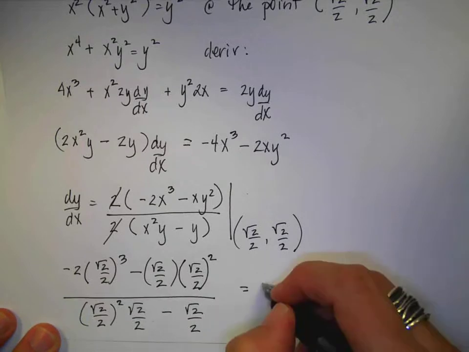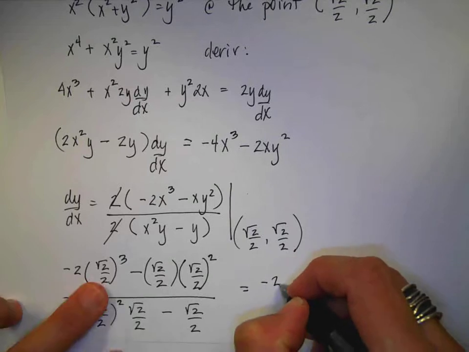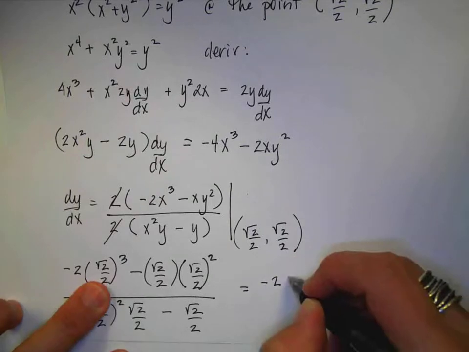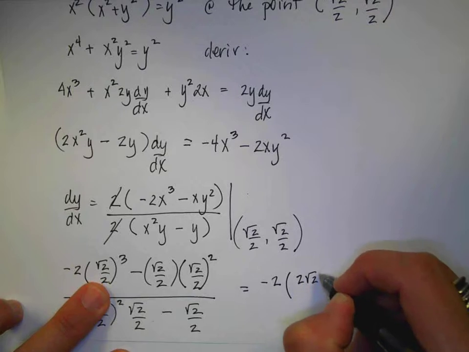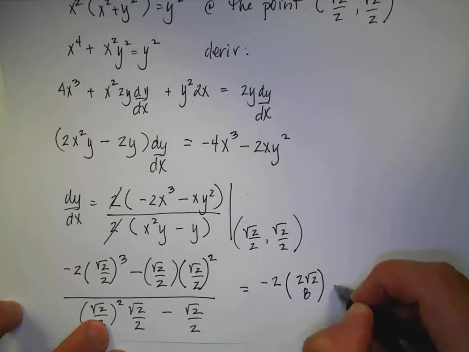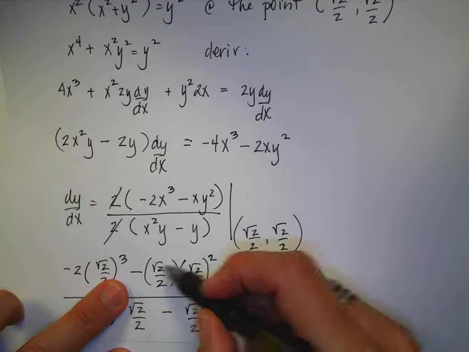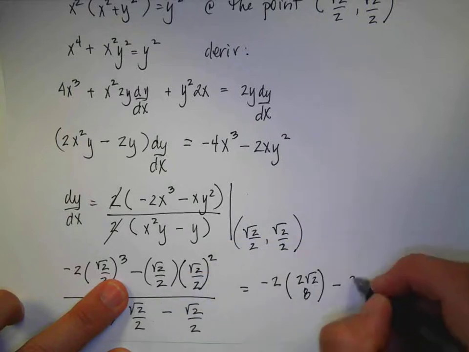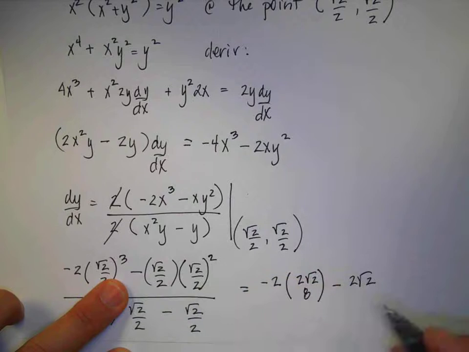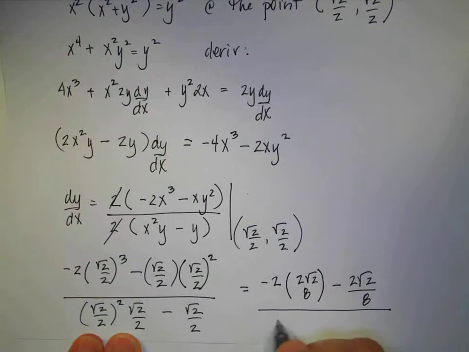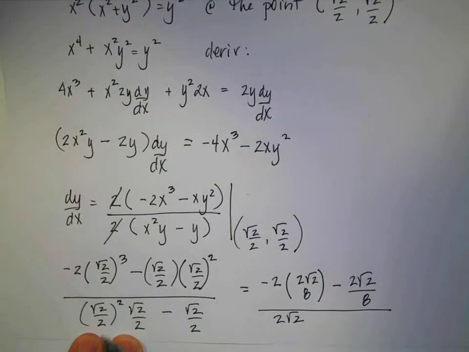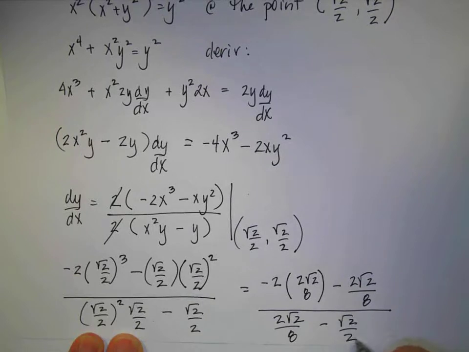Alrighty. I'm going to simplify on the top. So I have a negative 2 times radical 2 squared is 2, times radical 2, over 8. And then this is going to be a radical 2 cubed, so it's going to be 2 radical 2. This is 4 times 2 is 8. Well, isn't that polite? Okay. And then on the bottom, I have 2 radical 2. This is squared, so this is an 8, minus radical 2 over 2.